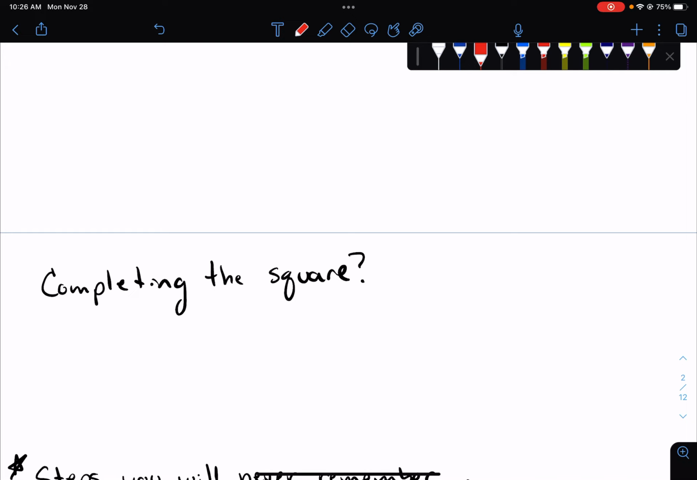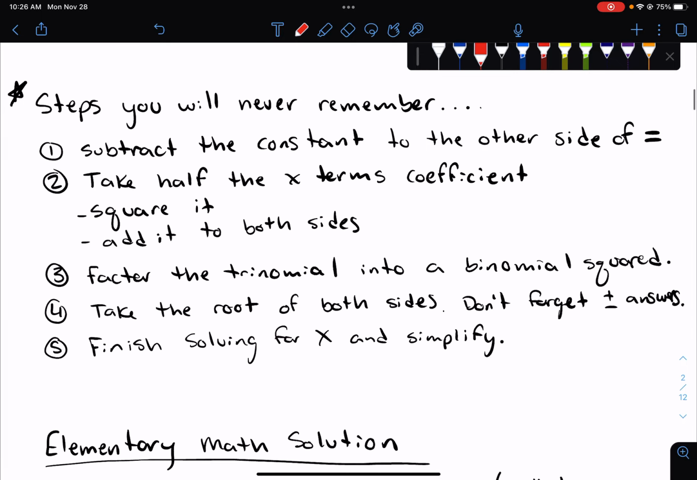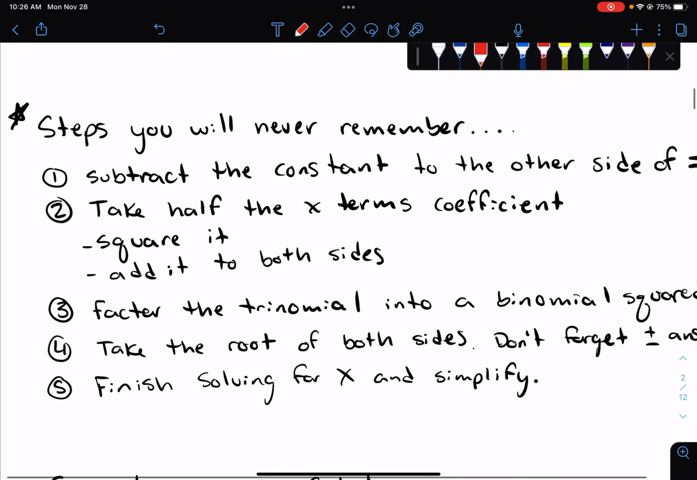I'll be upfront. Completing the square has kind of a bad rap. A lot of people, when they learned completing the square, this is what they learned. They learned, here's a whole bunch of steps, and you need to memorize them and remember them, and you need to follow these steps.